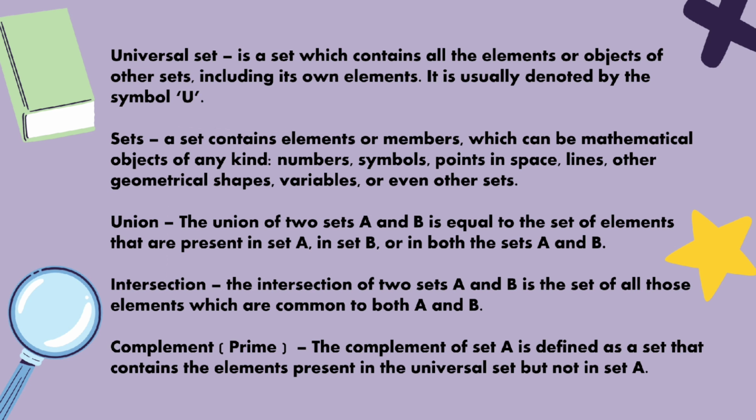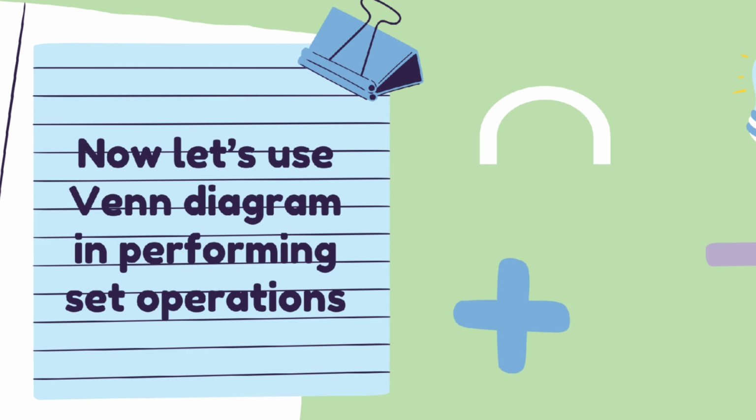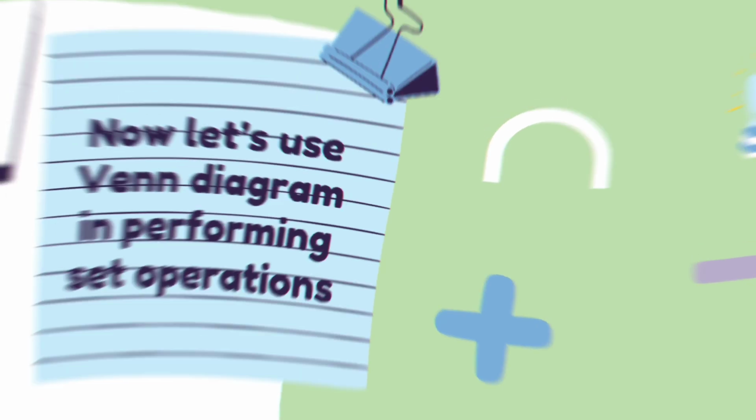Union. The union of two sets A and B is equal to the set of elements that are present in set A, in set B, or in both the sets A and B. Intersection. The intersection of two sets A and B is the set of all those elements which are common to both A and B. Complement or prime. The complement of set A is defined as a set that contains the elements present in the universal set but not in set A.